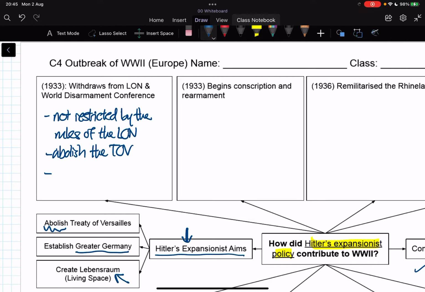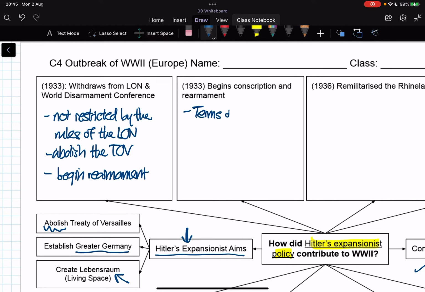He's going to start off with rearmament. We saw this under the chapter Social Impact of Hitler. So in 1933, he begins his secret program of conscription and rearmament. He only declares it publicly to the world in 1935. For this one, these are the key points and key details that you should be able to add on.